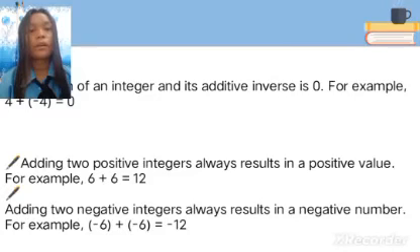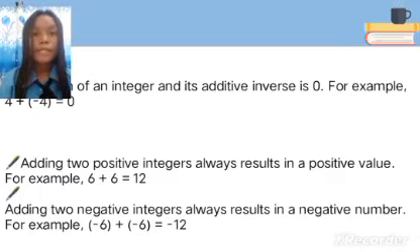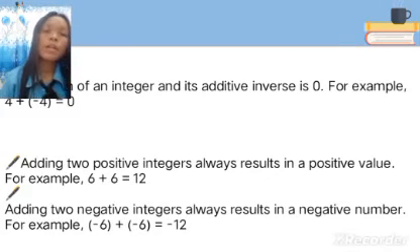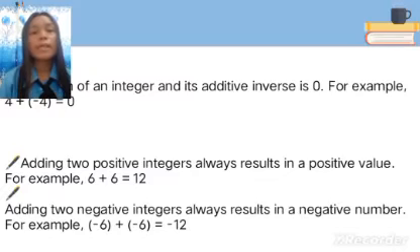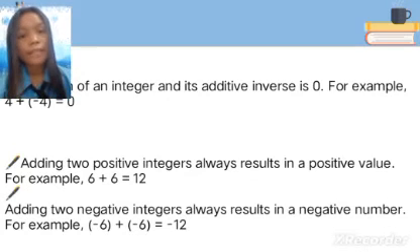The sum of an integer and its additive inverse is 0. For example, 4 plus negative 4 is equal to 0. Next, adding two positive integers always results in a positive value. For example, 6 plus 6 is equal to 12, 50 plus 50 is equal to 100, 20 plus 20 is equal to 40.